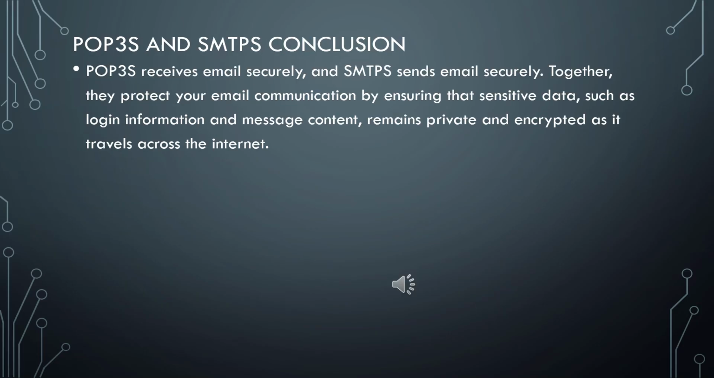In summary, POP3S and SMTPS work together to protect email communication. POP3S secures the retrieval of email, while SMTPS secures the sending process by encrypting sensitive information like login credentials and message content. They significantly reduce the risk of data breach and man-in-the-middle attacks.